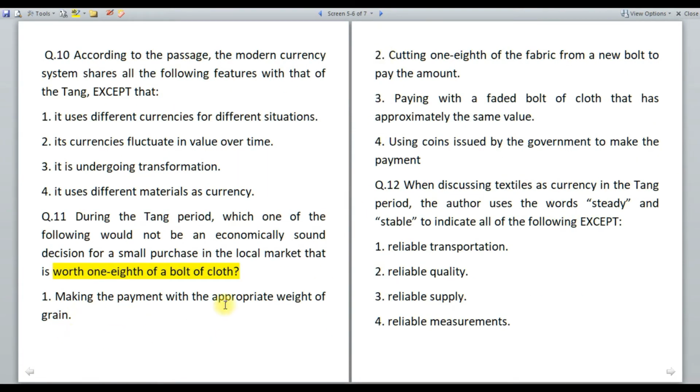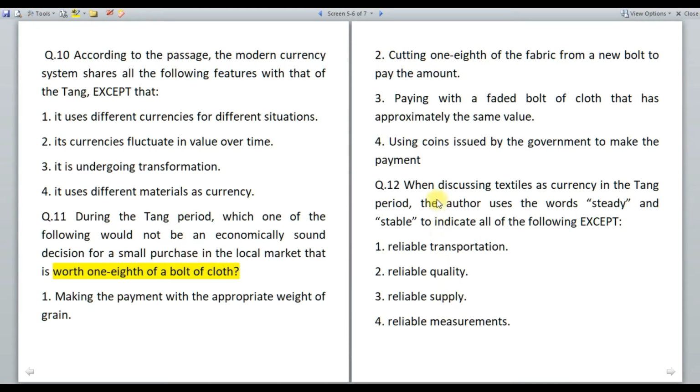Now you quickly scan the options. Making the payment with the appropriate weight of grain, it is not related to that. Cutting 1/8 of the fabric from a new bolt to pay the amount. Exactly, this should be the answer. So no more analysis is required. You can just mark second as the correct option. Other options, as you can see, you can very quickly eliminate them based on this understanding.